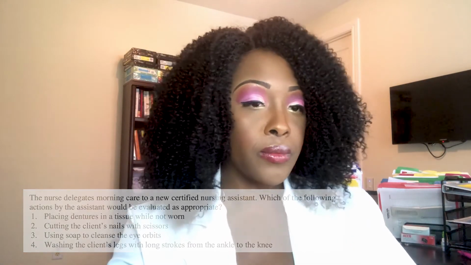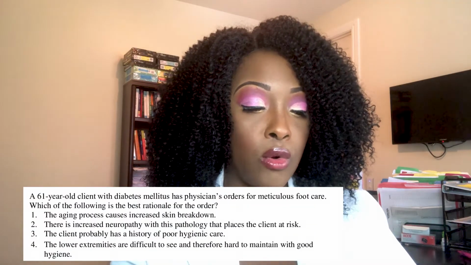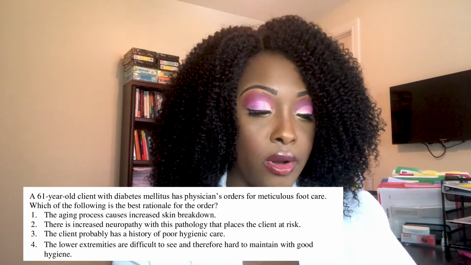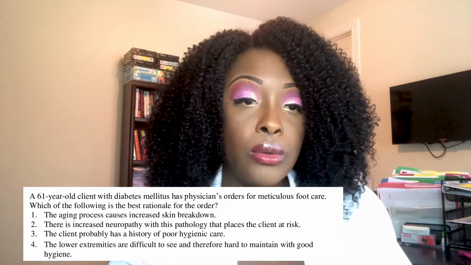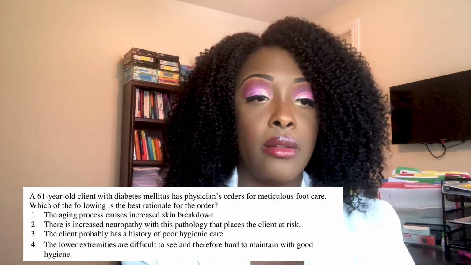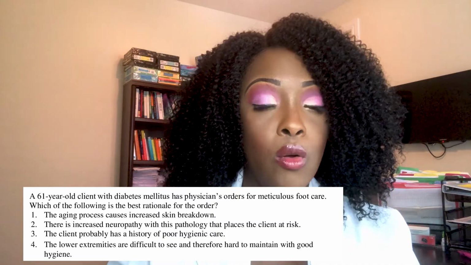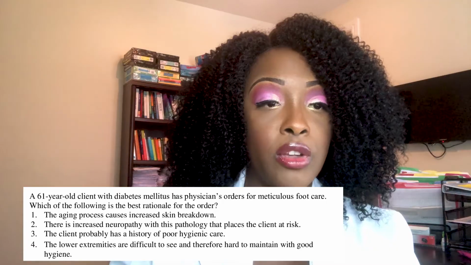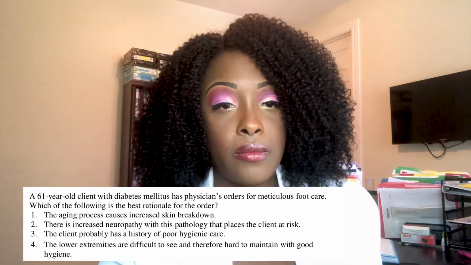Next question. A 61-year-old client with diabetes mellitus has physician's orders for meticulous foot care. Which of the following is the best rationale for the order? 1. The aging process causes increased skin breakdown. 2. There's increased neuropathy with this pathology that places the client at risk. 3. The client probably has a history of poor hygienic care. Or 4. The lower extremities are difficult to see and therefore hard to maintain with good hygiene. And I'll give you a moment to think of your answer.